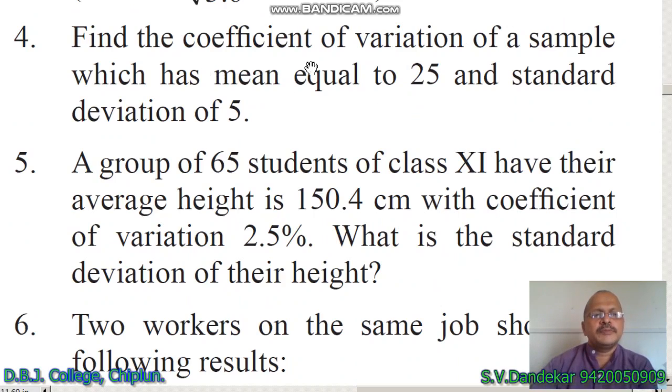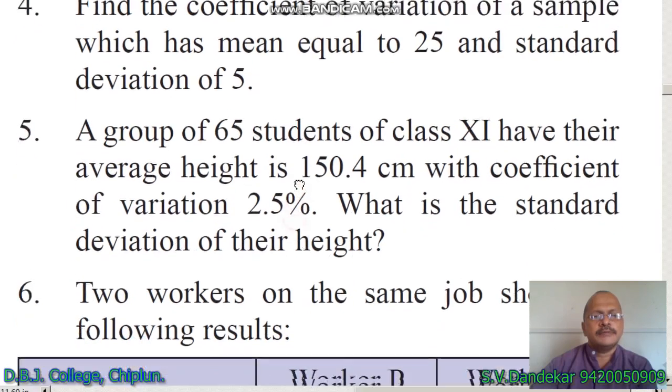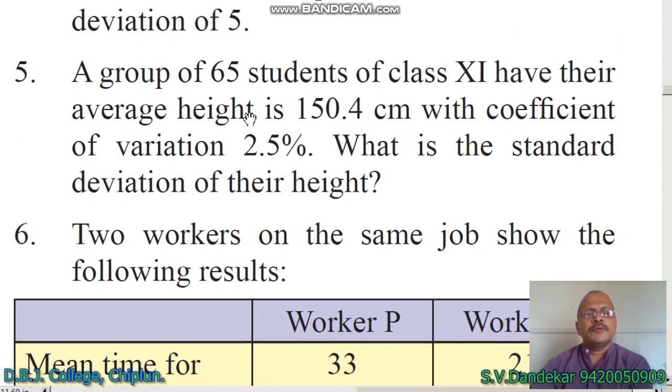This fourth problem is very easy. CV is required, mean is given and standard deviation is given. So directly use the formula sigma upon x bar multiplied by 100. Question number 5. A group of 65 students of class 11 have their average height as 150.4 centimeter with coefficient of variation 2.5%. What is the standard deviation of their height?